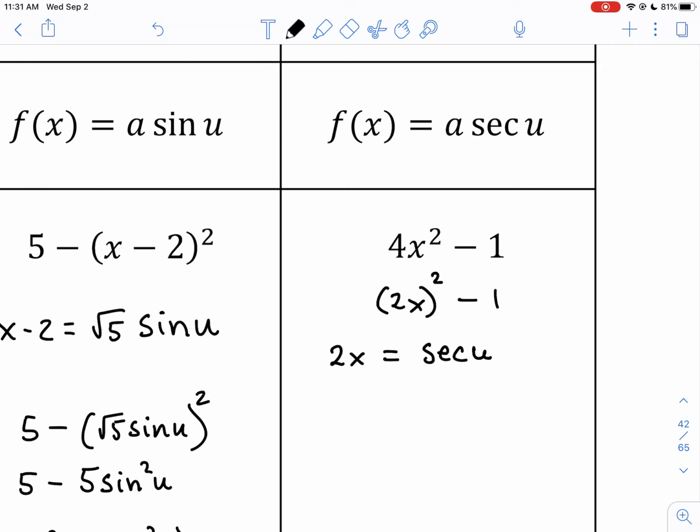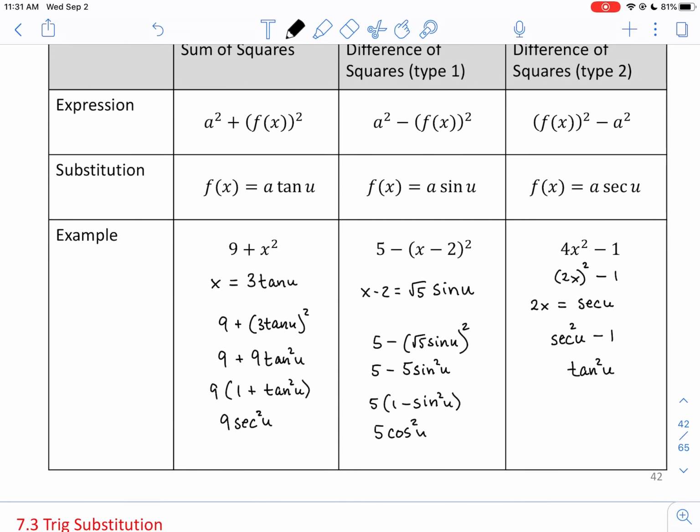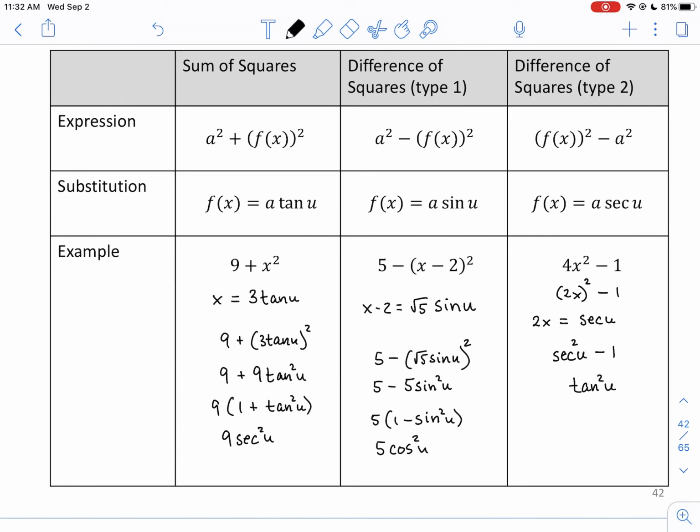So this is the substitution I would want to make here so that I could make use of the Pythagorean theorem down the road. So change 2x to secant u, and that's just being squared, and minus 1. And the Pythagorean theorem says secant squared minus 1 is the same thing as tangent squared. Okay, there are 3 illustrations of the 3 different scenarios in which you might want to consider doing a trig substitution, and the type dictates which trig function should be involved in your trig substitution.